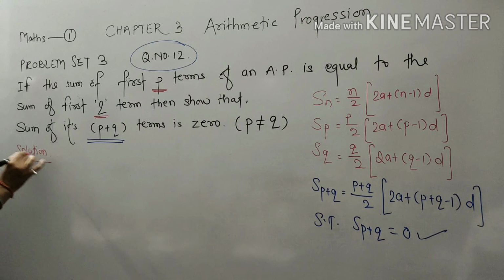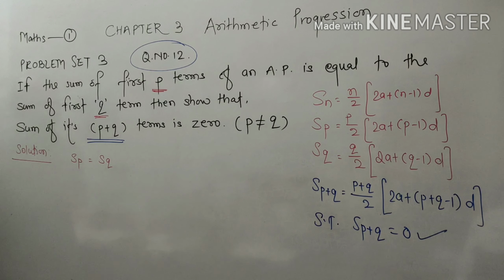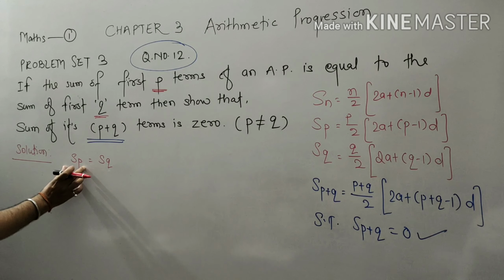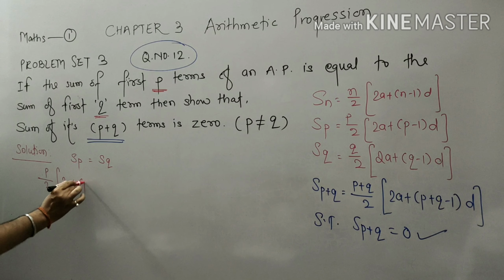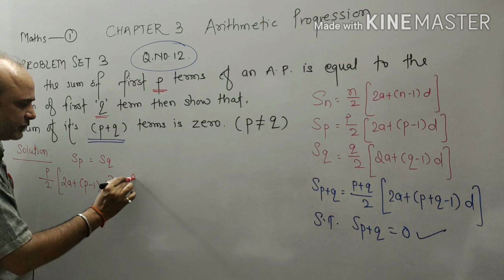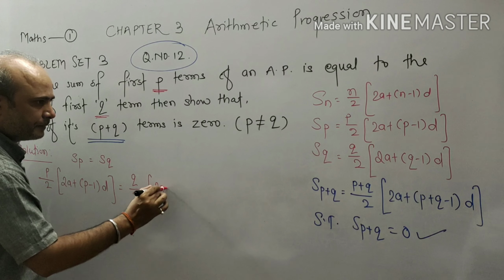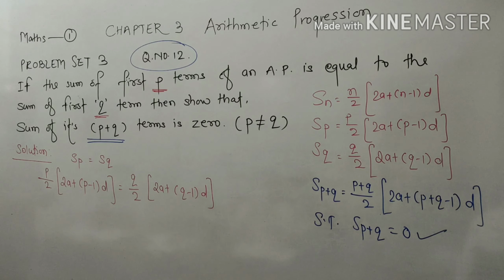Start the solution. If the sum of p terms, Sp, is equal to the sum of q terms, Sq, so Sp is equal to Sq. And how will you write Sp, student? Sp can be written as p upon 2 into (2a plus (p minus 1) into d), and this is equal to Sq. What is Sq? Sq is q upon 2 into (2a plus (q minus 1) into d). So Sp is equal to Sq. Now, student, the two halves will cancel out.